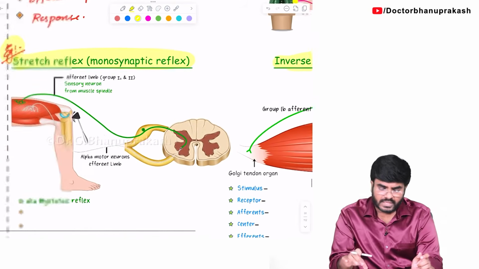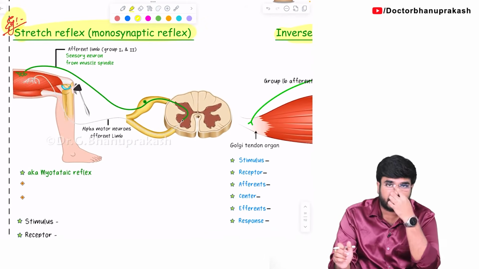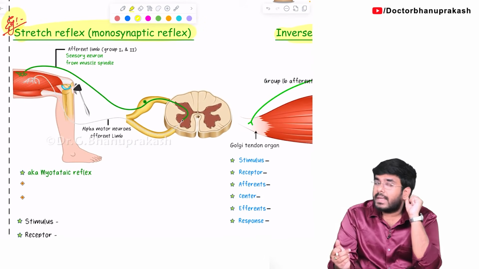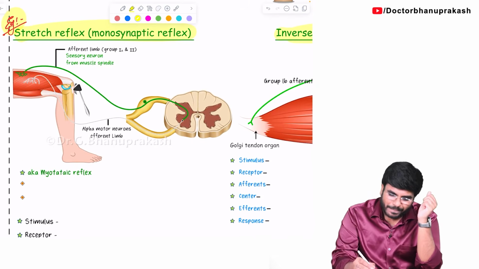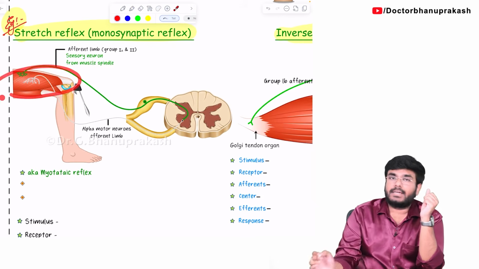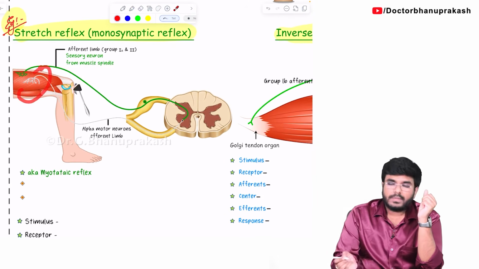One is an example of a monosynaptic reflex, the other is an example of a disynaptic reflex. Now how to understand this? I hope you have already performed this, guys. You have already done this stretch reflex many times in your life, on your friend. Now look here, this is your thigh.